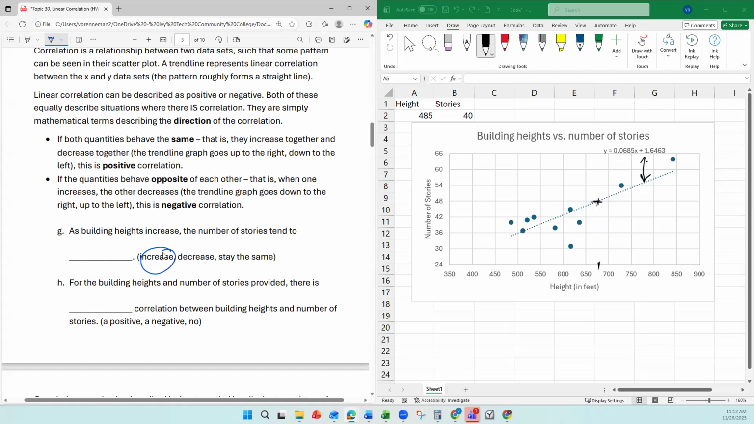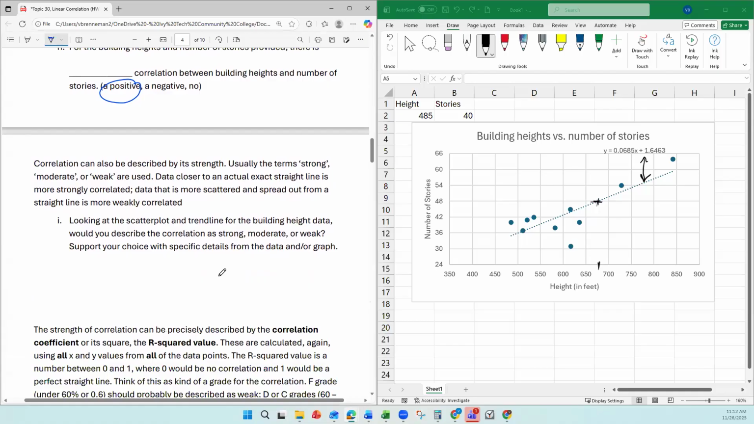And when both things increase together, so as the height increases, the number of stories increase, that's what we call positive correlation. Important thing to note is that positive and negative are both equally correlation. So there's either correlation or there's no correlation. Once there is correlation, that correlation can be described as either positive or negative. Negative does not mean the same thing as no correlation. It doesn't mean that it's weaker correlation. It is equally correlation. It is just the direction of it.